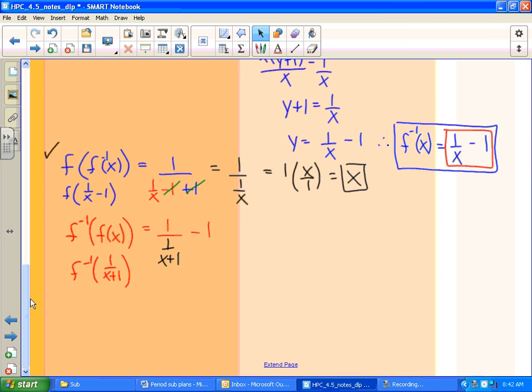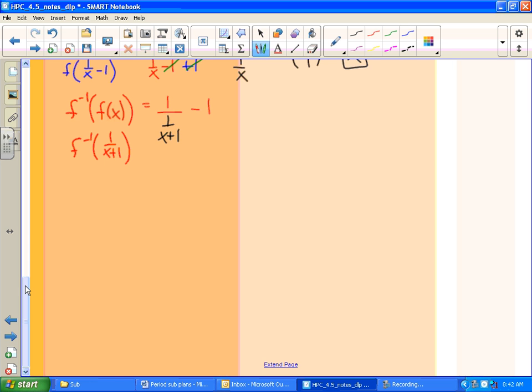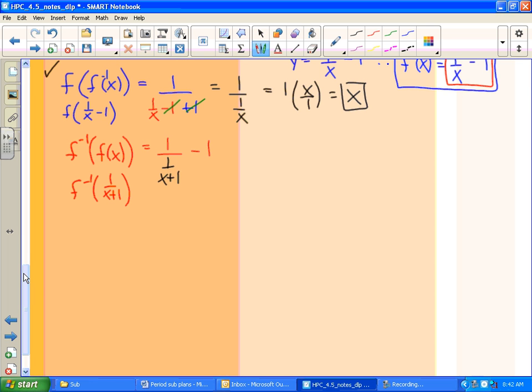All right. A little work to do here. Got some complex fractions going on. So let me show you a quick way to think about this problem. First of all, let's deal with the 1 over x plus 1. We know that 1 over x plus 1 is the same thing as x plus 1 to the negative first power.